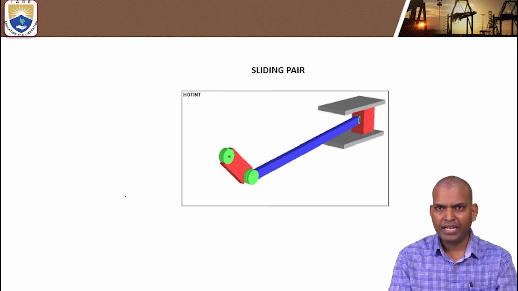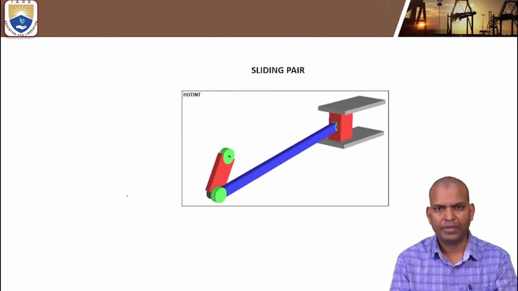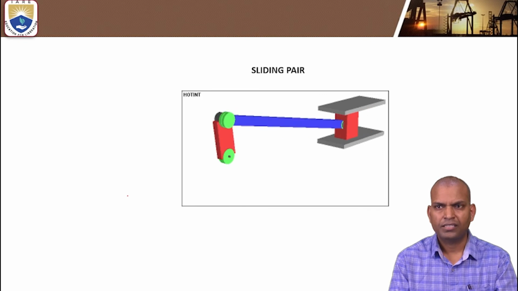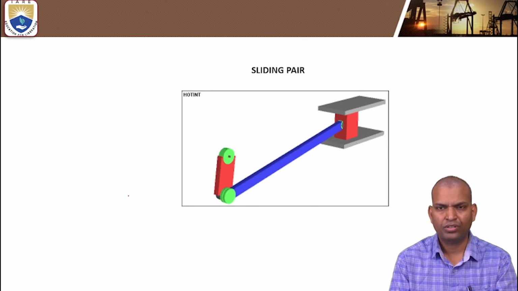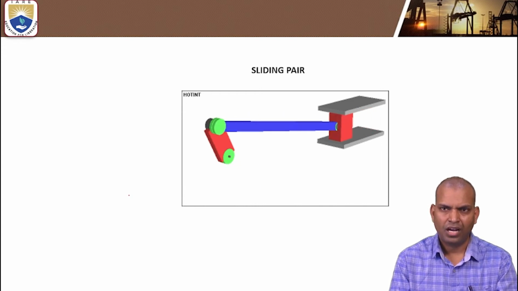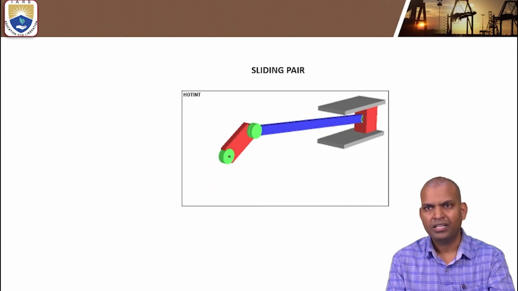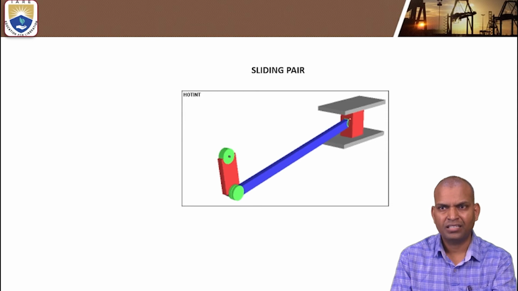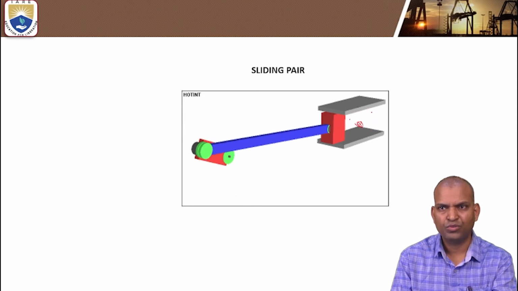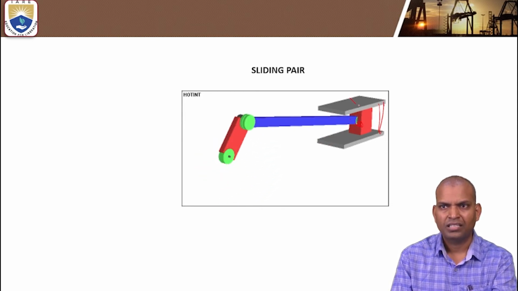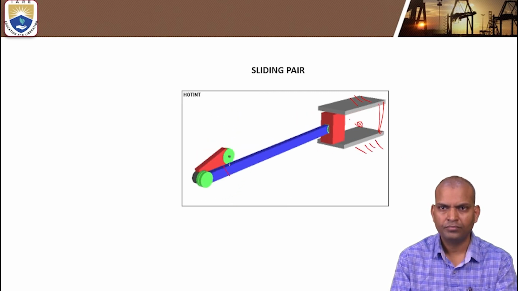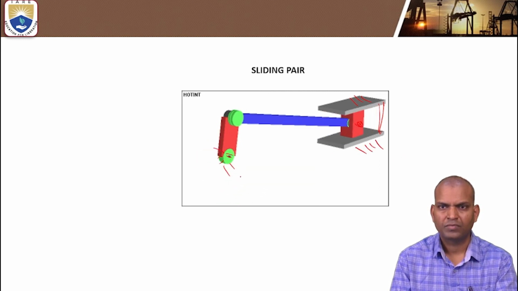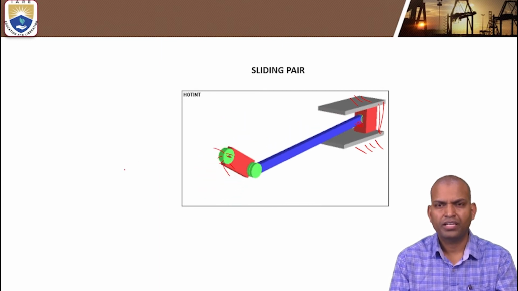Now it is a sliding pair example. How the sliding pair? You can see the sliding pair comes under the category of, as I told you before, is the lower pair contact and also it is a sliding pair. Which is a sliding pair? The cylinder, the piston, the slider is moving inside the cylinder. Then it is a sliding pair. Alright? That is the way you have to understand.